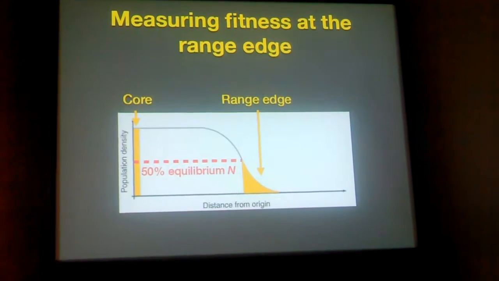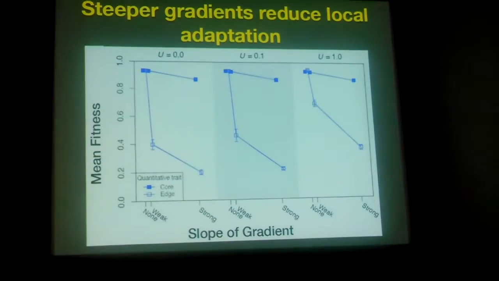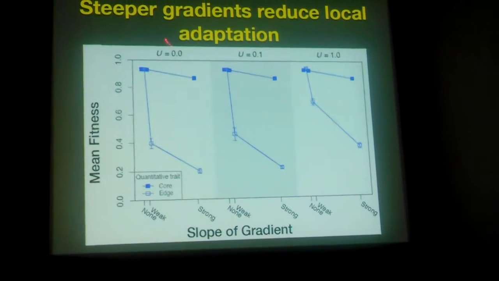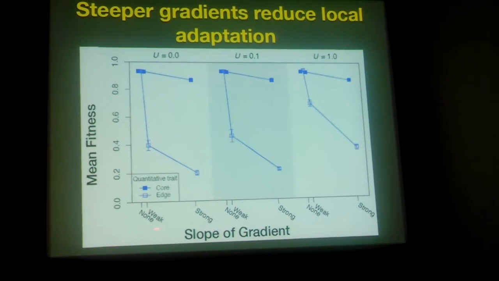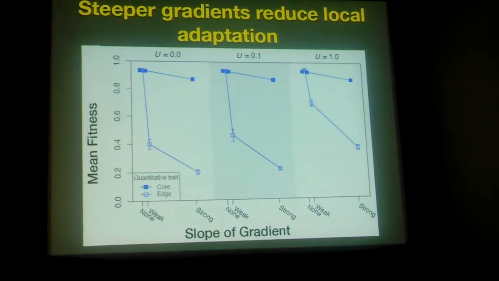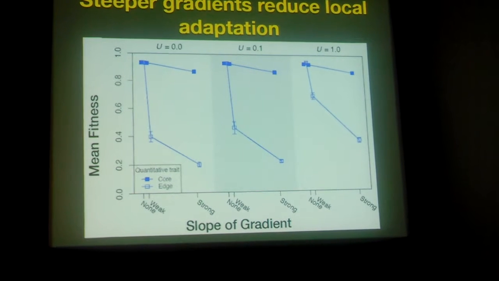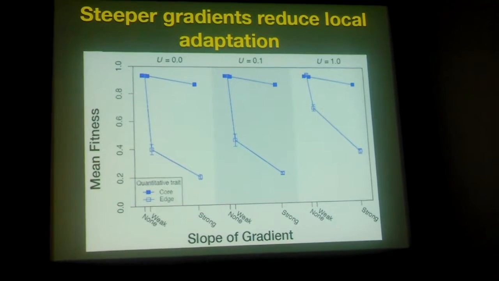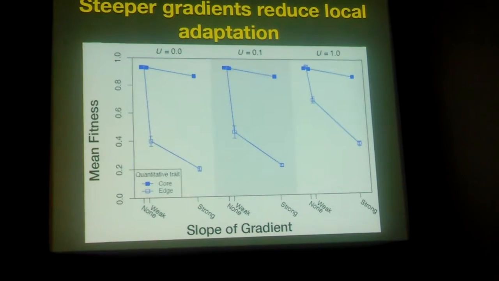So I'll go through the results first for the quantitative trait. So if we look at that, we have the fitness on the y-axis here. We have our three different deleterious genome-wide mutation rates in each panel, and then within a panel we have our three levels of gradient. And so the first point here we see is that if we compare the core, so the solid points, to the range edge, we see that having the presence of a gradient reduces fitness at a range edge. The steeper your gradient is, the more severe that reduction in fitness is.